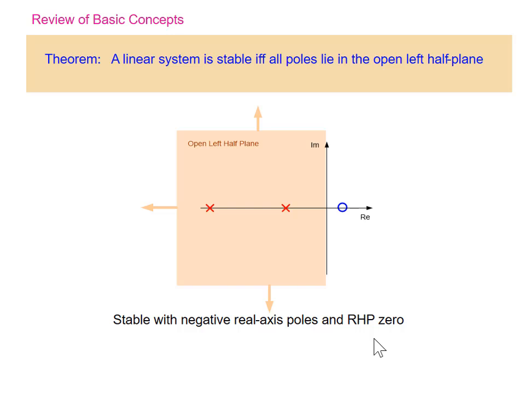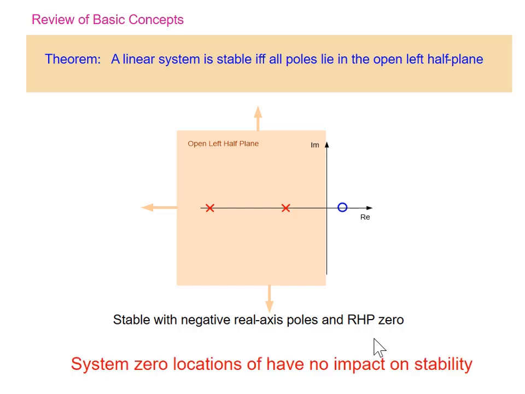Here's a situation where we have stable because the poles are in the left half plane, even on the negative real axis. We have a zero in the right half plane. Zeros play no role in stability. In fact, oftentimes we'll design circuits so we intentionally put the zeros in the right half plane. So the system zero locations have no impact at all on stability.